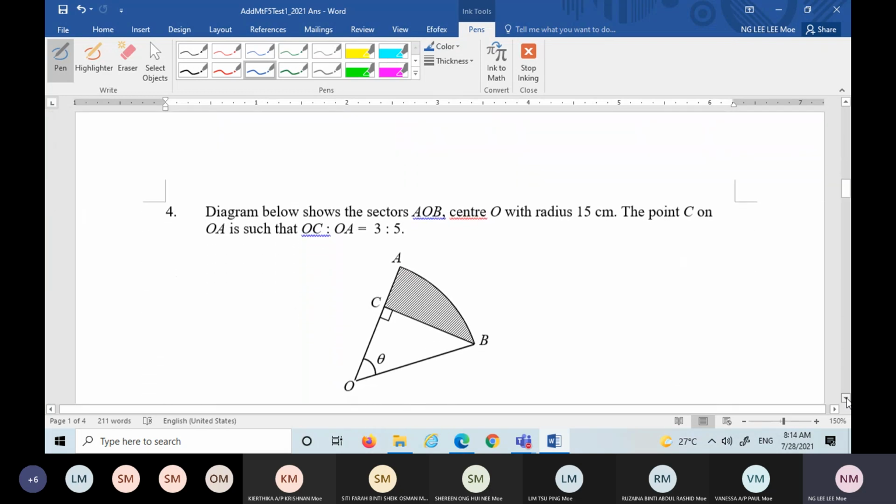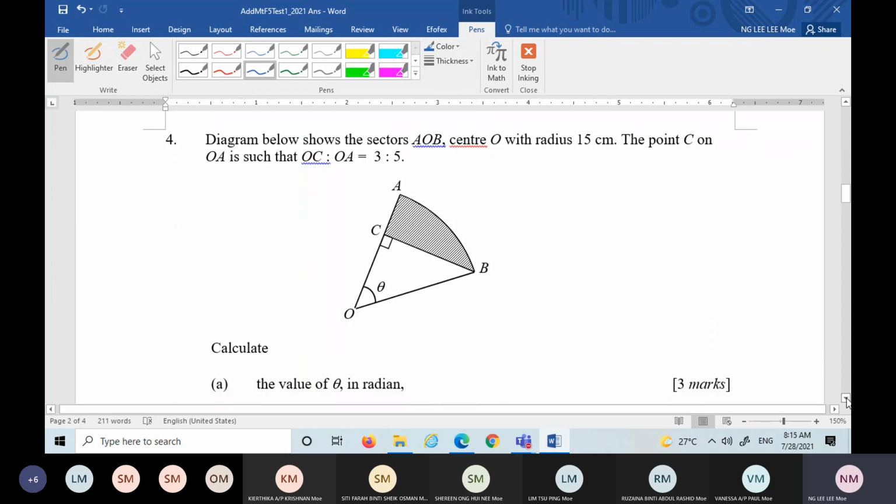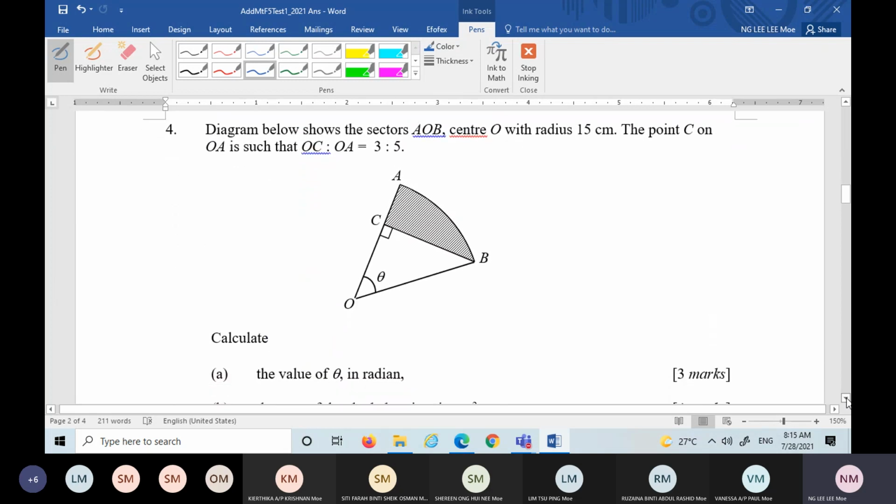Okay, then this is number 4. Number 4, also quite a number of you can do. If you can do number 4, you can achieve a band 4. So the diagram below shows the sector AOB, center O with a radius of 15. The point C is on OA such that OC to OA is 3 to 5. You see OC is 3 portion, and then OA, O to A, is 5 portion. So this is 3 and the whole thing is 5, therefore this one is 2 portion.